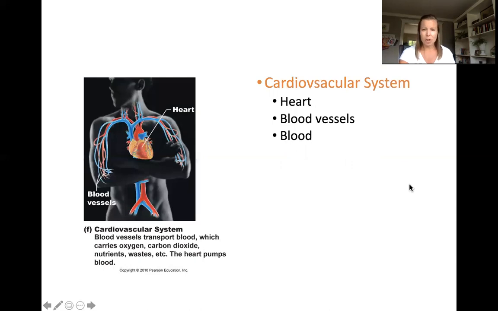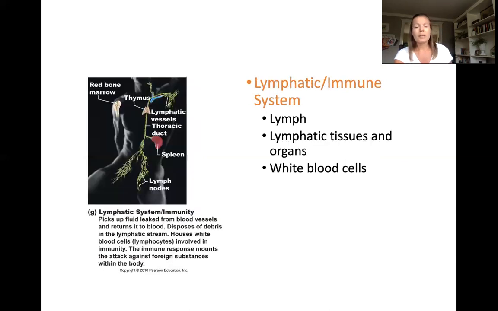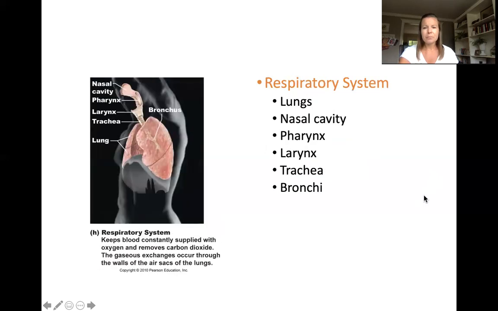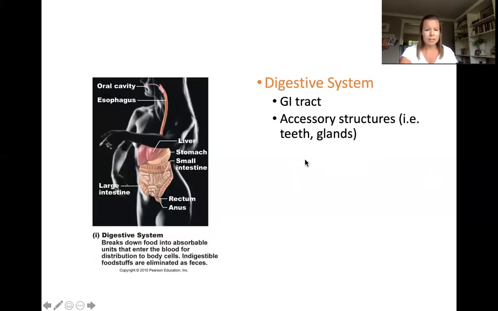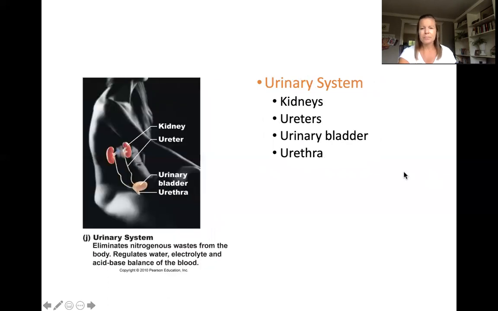Cardiovascular system is the heart, blood vessels, and blood. The lymphatic system is closely associated with the immune system, so often we discuss those together at the same time. The respiratory system, that's responsible for bringing air in and out of the body, responsible for gas exchange. The digestive system, you can see a lot of the organs that are involved with that system.